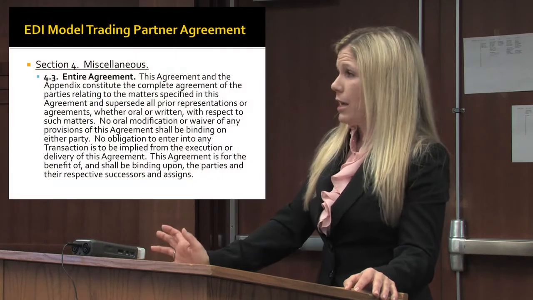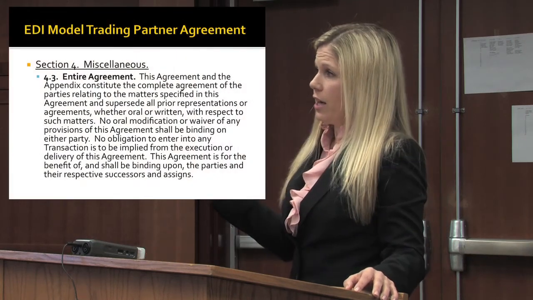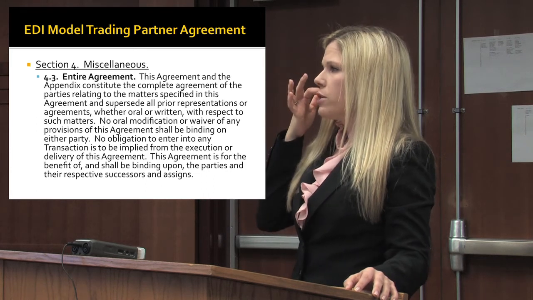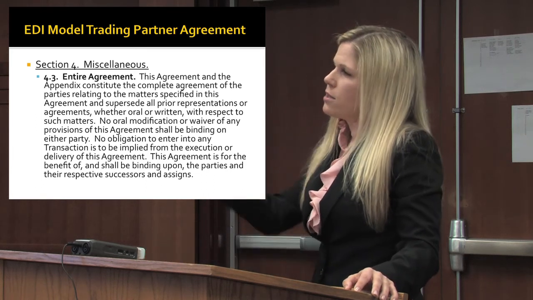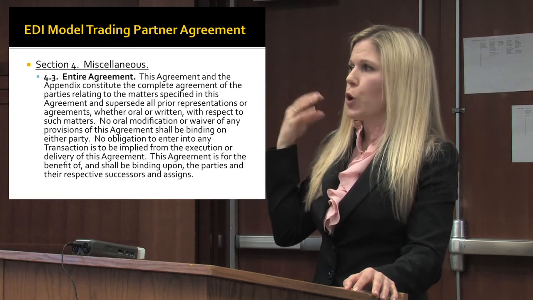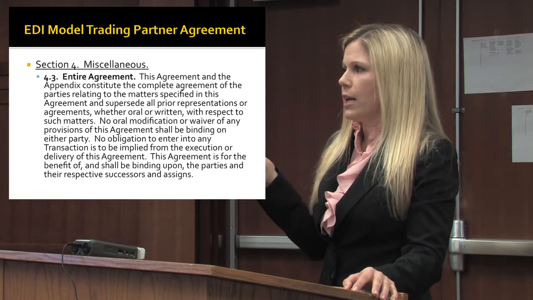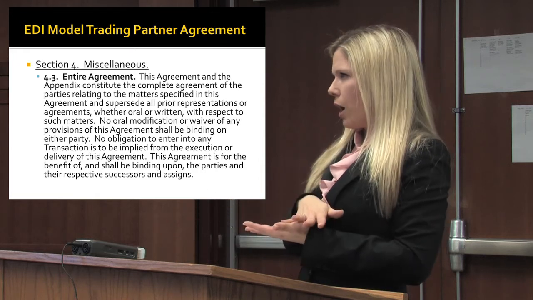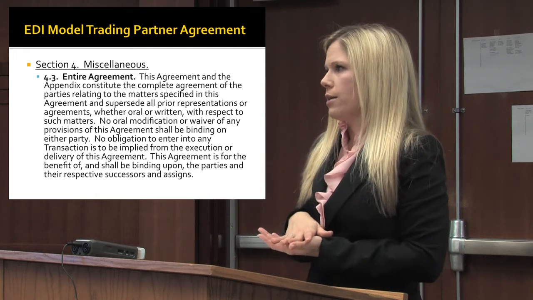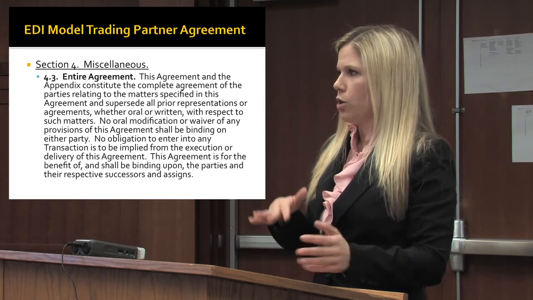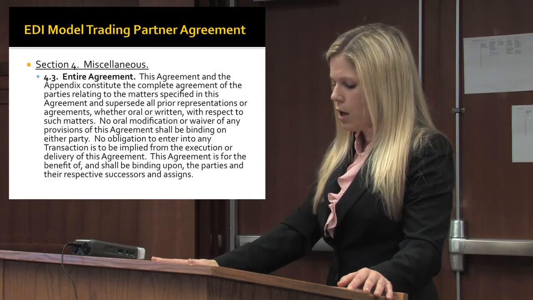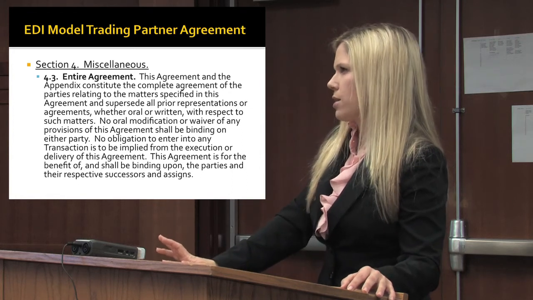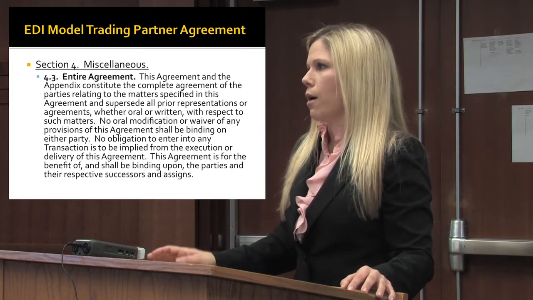This is basically just an integration clause. It says that it integrates the appendix with the agreement into a complete agreement. This provision also recognizes that the TPA itself doesn't create any sort of obligations relating to the sale and purchase of goods. It basically just creates that underlying legal relationship between the parties and allows the parties to create later contracts for the sale and purchase of goods. This section also precludes any later modifications or waivers as contemplated by UCC 2-209.